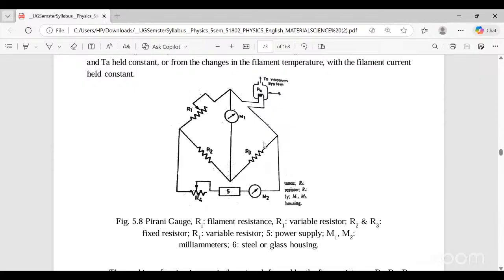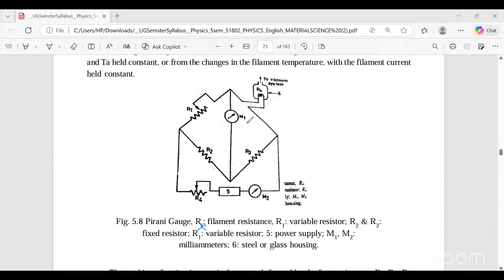In this circuit, R1 is a variable resistor. R2 and R3 are fixed resistors. Here Rx is actually the filament resistance. Rx is nothing but the filament resistance, whichever we have.